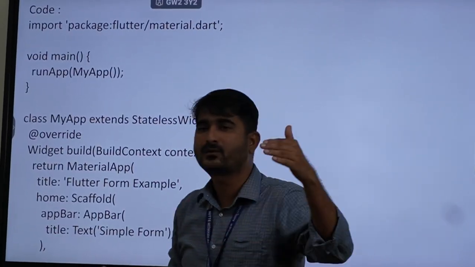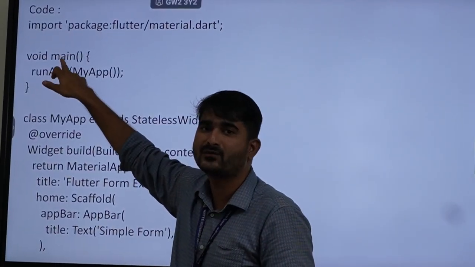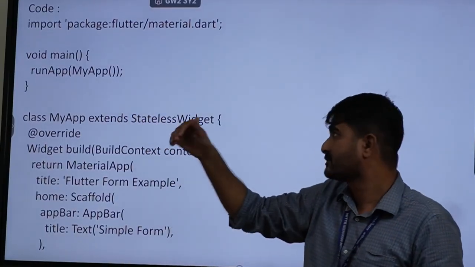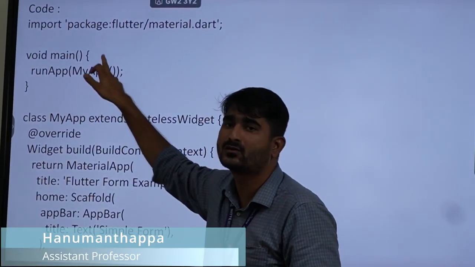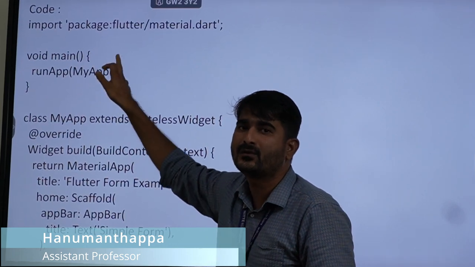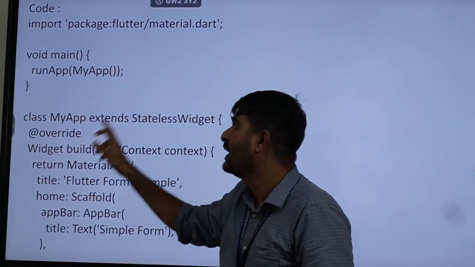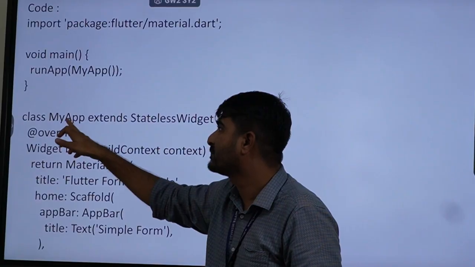Next, as I told in step 2, we will be creating the main function. In the main function, we will call runApp. In the runApp, I will be creating the MyApp function. This is a root widget. Without a root widget, we cannot create a Google form here. Here I have created the root widget called MyApp.